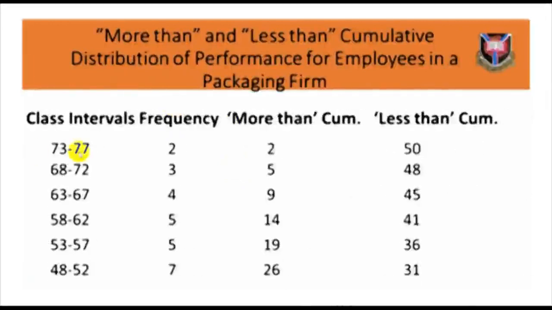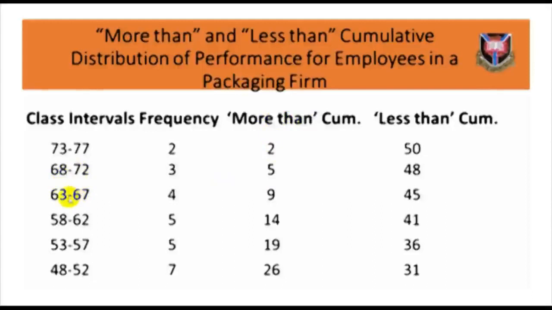Constructing a more than cumulative distribution. The cumulating starts from the highest class interval and descends. The highest class interval in Table 11.1 is 73 to 77 with a frequency of 2. This explains that 2 employees scored 73 and above. Thus, 2 appears in the column of more than cumulative for the interval 73 to 77.